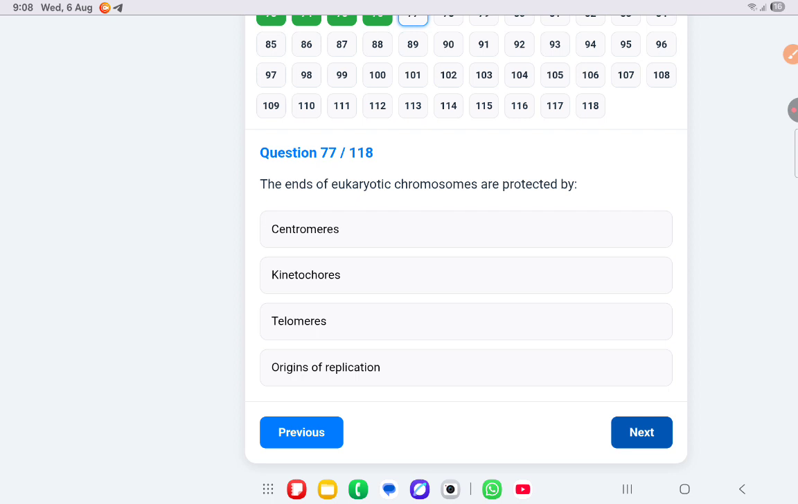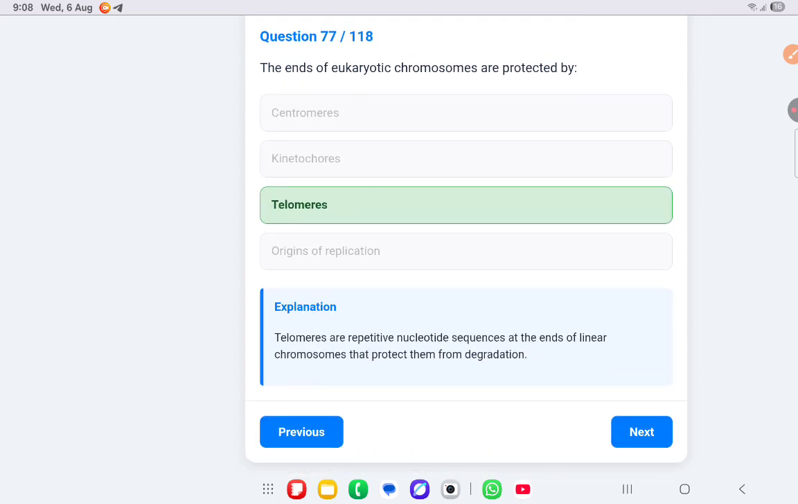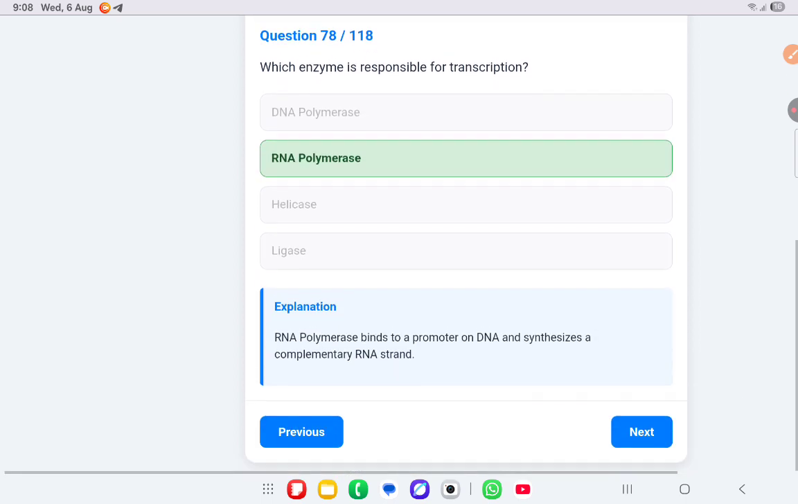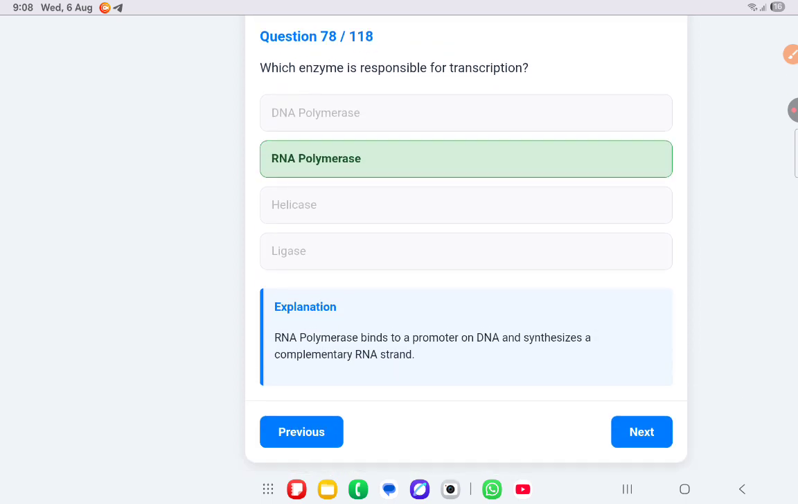Next, the ends of eukaryotic chromosomes are protected by telomeres. क्या होता है वो? Telomeres. Which enzyme is responsible for transcription? RNA polymerase. क्या होता है वो? RNA polymerase.